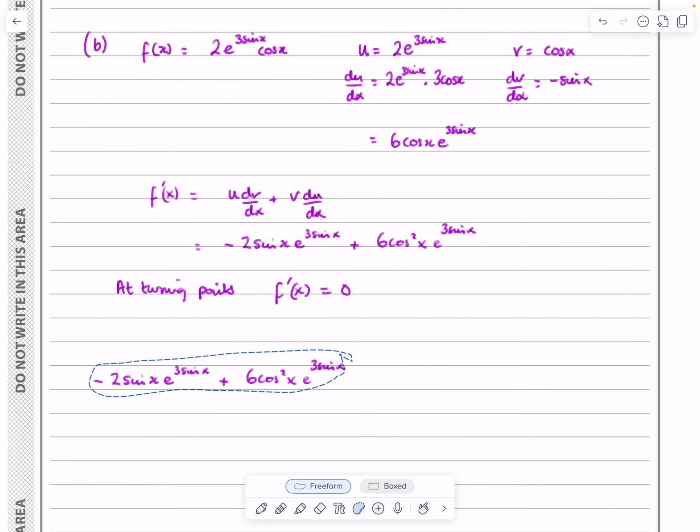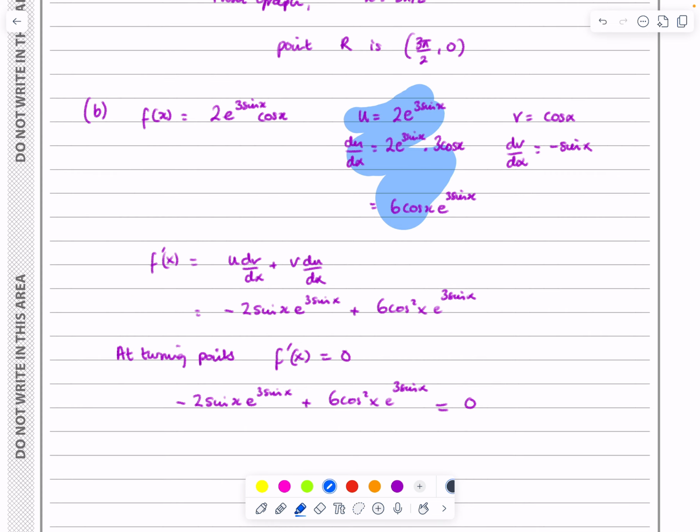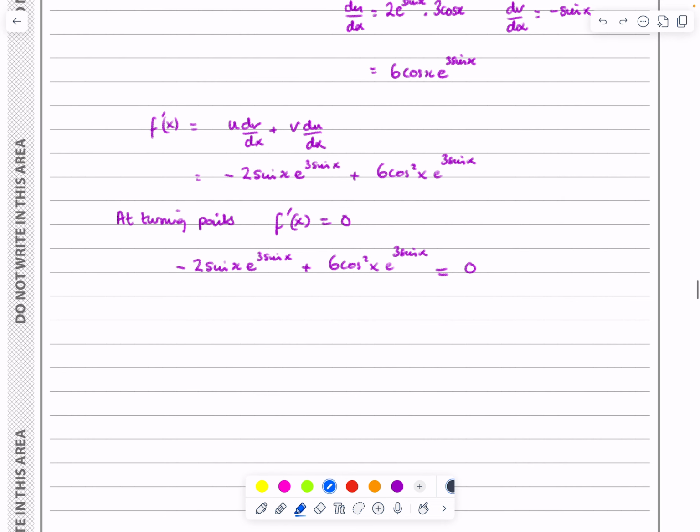Just use the iPad to save myself a bit of time here. That equals 0. It's really, really important, guys, that you do write in little labels like this as you're going through in case you make a mistake. Try and get your quotient rule and your product rule in the same sort of format each time. You're less likely to make any mistakes as you're going through and doing this.